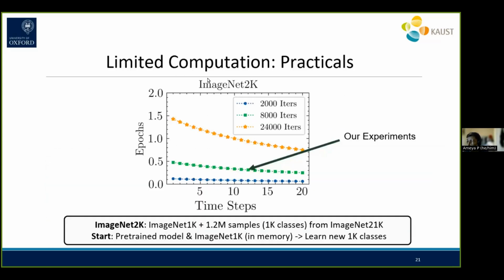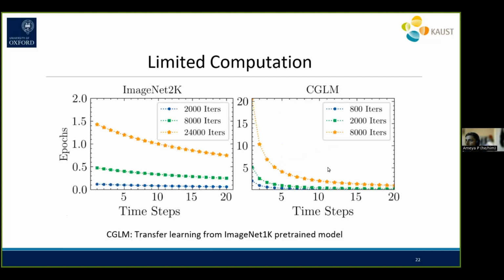We take the dataset ImageNet2K, which consists of ImageNet1K plus 1000 more classes from ImageNet21K. The setup is such that we start with a pre-trained model trained on ImageNet1K, and we want to learn the new 1K classes without forgetting the old 1K classes. When we say our budget, our experiments typically involve computational budgets ranging from 0.5 epochs to 0.25 epochs of the data, which is very small. Similarly, we test on a CGLM dataset, which is transfer learning from the ImageNet1K pre-trained model.